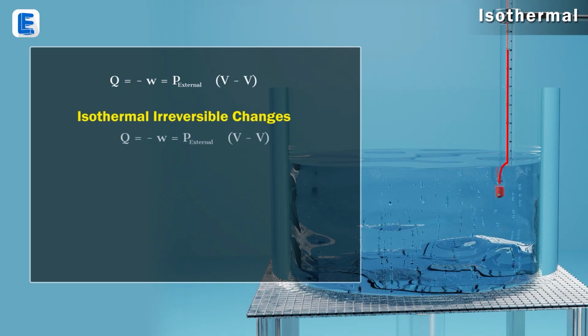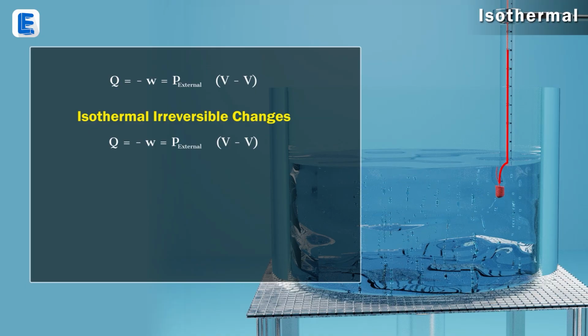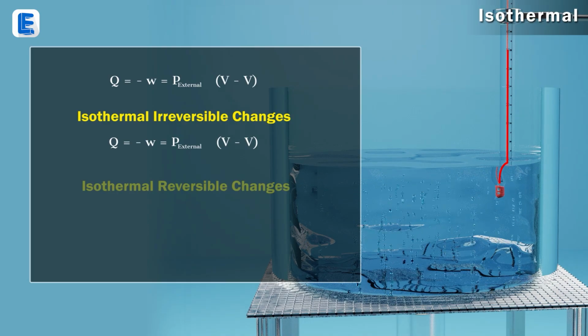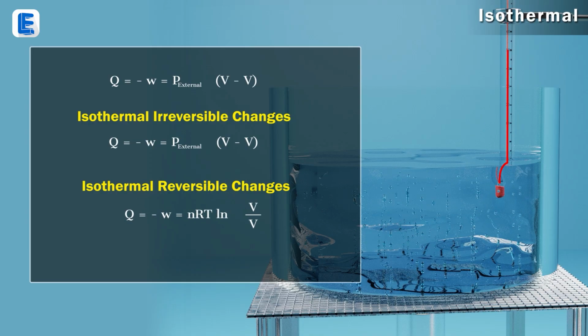Isothermal irreversible changes: Q is equal to minus W is equal to P external into V2 minus V1. For isothermal reversible changes, Q is equal to minus W is equal to nRT ln V2 by V1. That is equal to 2.303 nRT log V2 by V1.